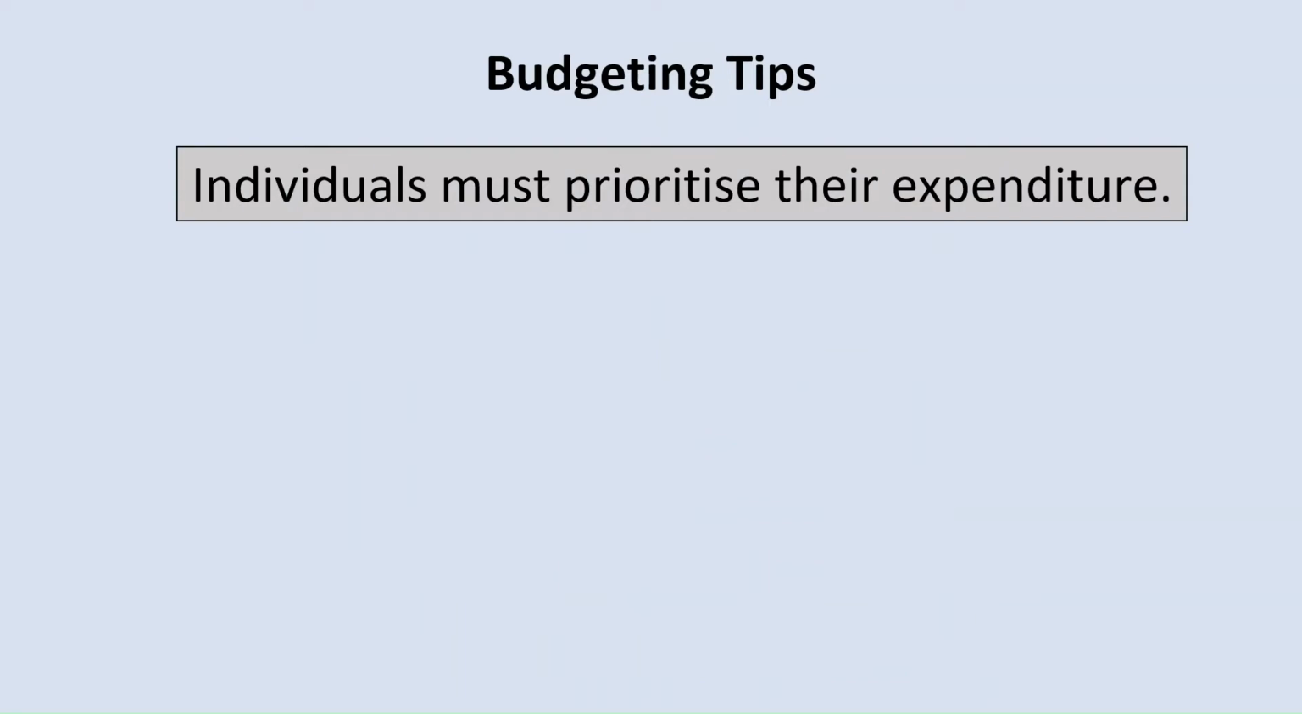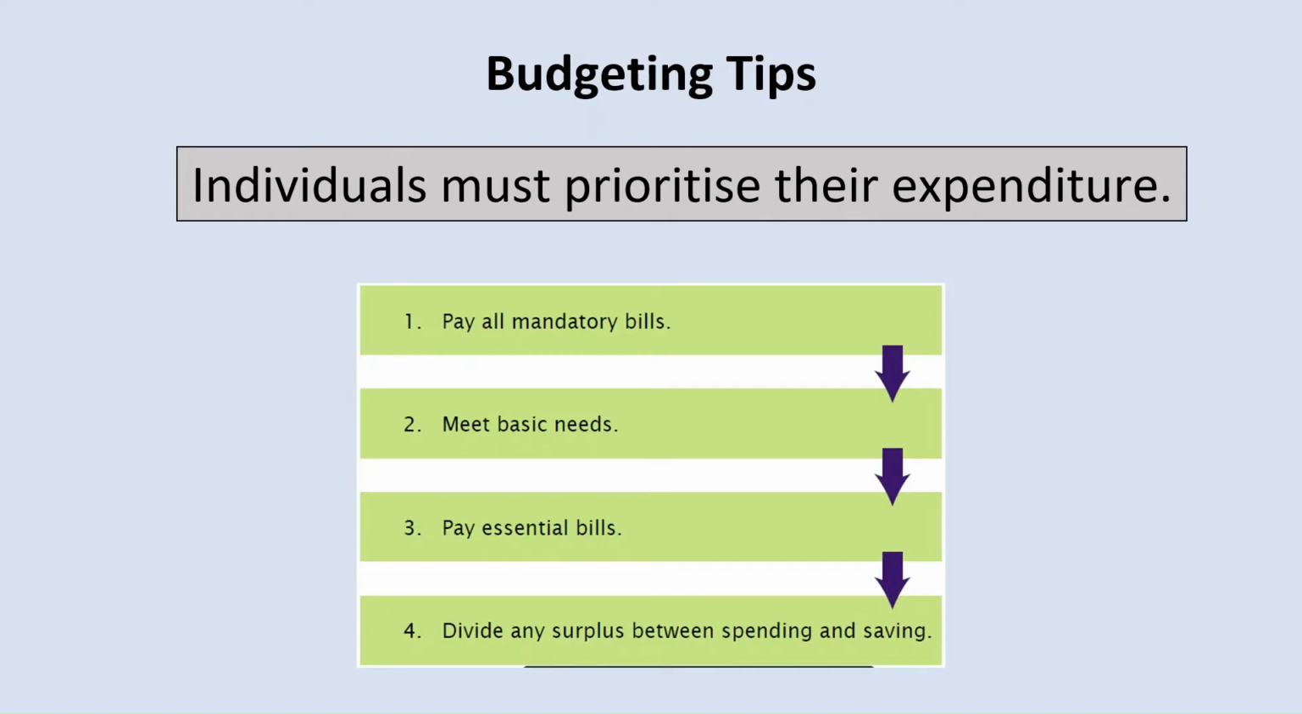Well, individuals must prioritise their expenditure. A nice little flow diagram is on the screen. Firstly, pay all mandatory bills. These are bills, which we'll come on to later, that have to be paid. Then we want to meet our basic needs, our basic physiological needs. We want to then pay essential bills. And then finally, divide any surplus between spending and saving, surplus being the amount left over.